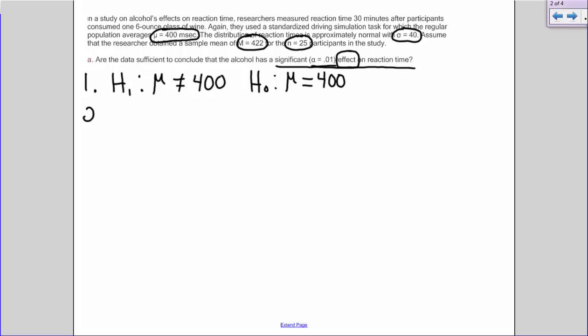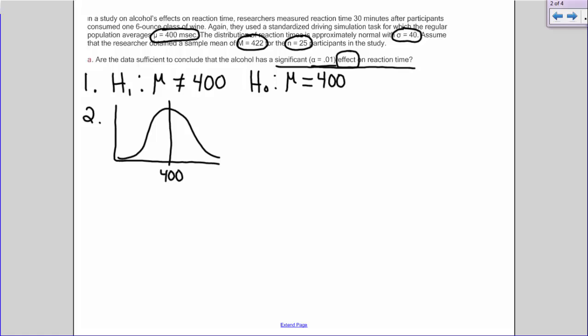So step 2, this is all about finding the critical region, or the minimum cutoff for your test statistic necessary to conclude that, yeah, there was a significant effect. And because this is a two-tailed test, I'll sketch this out, just a rough sketch of the normal distribution with my population mean, that's a 400, not a 500, right there in the middle.